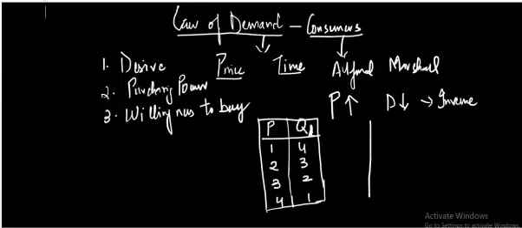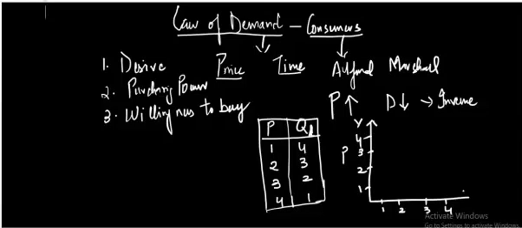If we plot this on a graph, if we plot the price and the quantity, by taking price on the y-axis and the quantity on the x-axis, we will typically get a demand curve like this. The demand curve is downward sloping.